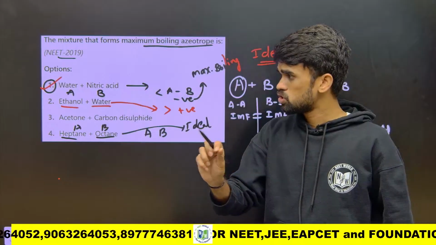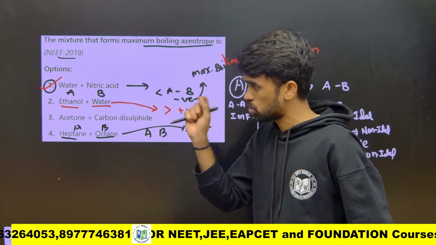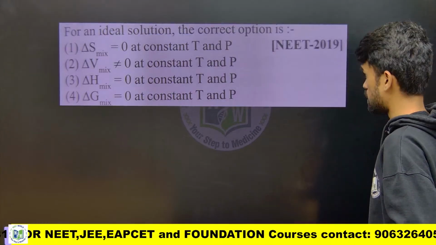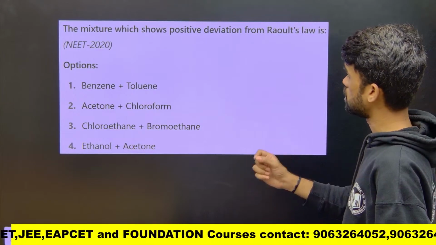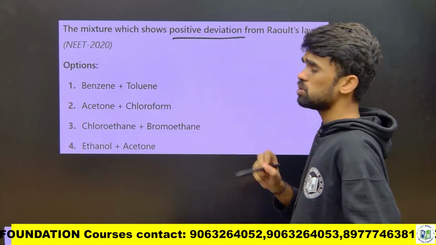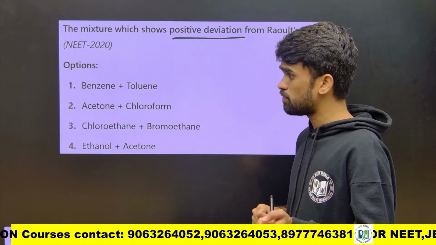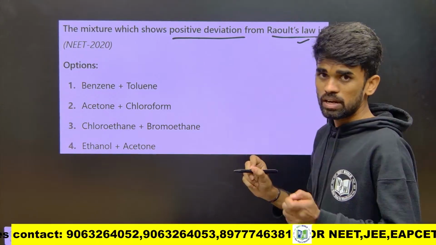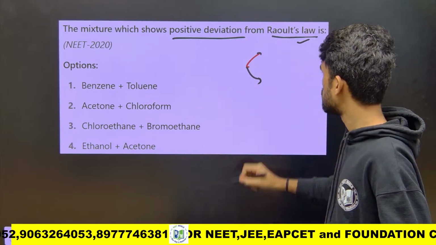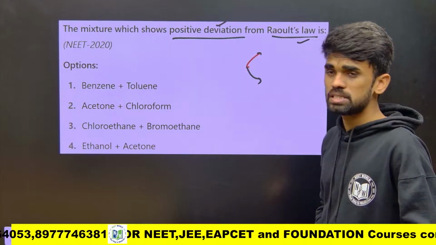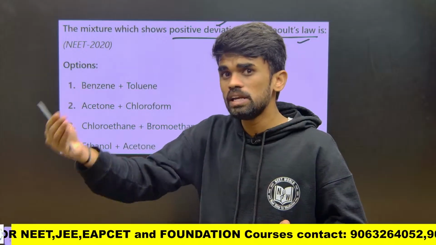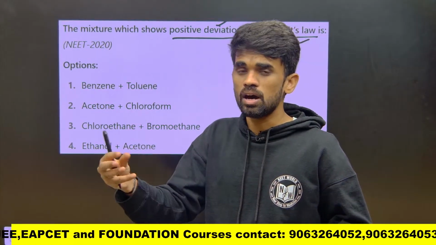Hope this is clear. So based on my explanation of this particular question, I am expecting answers for these two questions from your side. First of all, tell me the answer for this question: which of the following shows positive deviation from Raoult's law? So what is this Raoult's law? All ideal solutions will follow Raoult's law. But if they are not following Raoult's law, they either show positive deviation or negative deviation. They are asking about positive deviation. It means the intermolecular forces of attraction after mixing should be lesser than the individual intermolecular forces of the respective components.